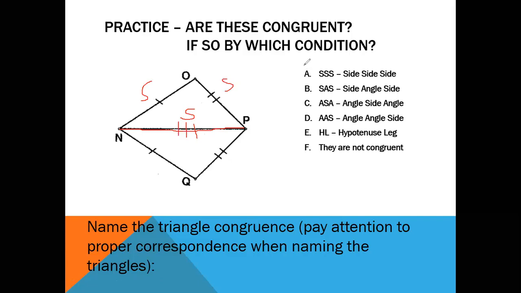So now I have side, side, side, which means it's answer choice A. Good. Let's write our triangle. I'm going to say NOP. Nope. Is congruent to. What matches with N? N. Yes, I had to double check that in my head. N matches with N. What matches with O? Q. Very good. And what matches with P? P. Good.